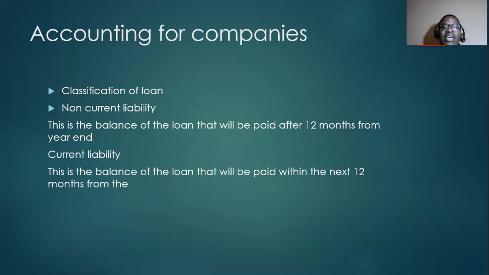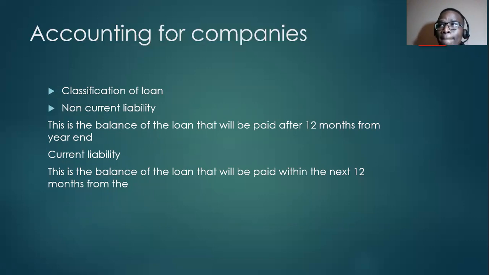Remember, financial statements, especially the statement of financial position, are prepared at a point in time. At the end of the year, you run a report in your accounting system. It gives you your statement of financial position as at that date, right? Then the non-current liabilities are going to be those loans from that date going forward, right? Then there's current liabilities. Your current liabilities, this is the balance of the loan that will be paid within the next 12 months from the year end, right?